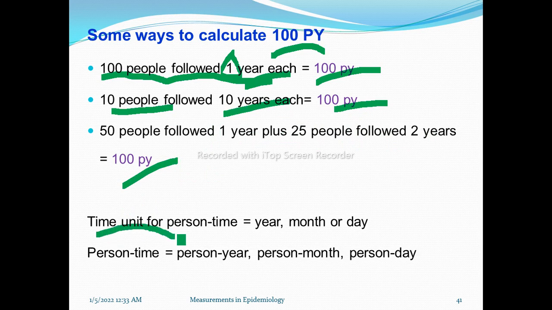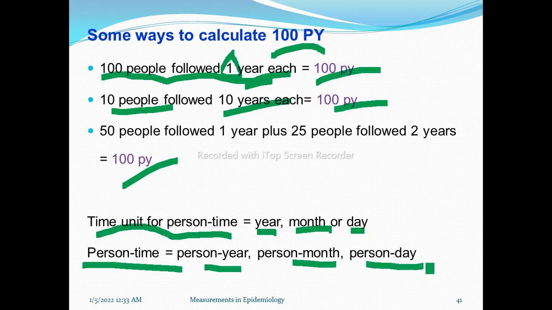The time unit for person-time may be year, month or day. Some diseases, for instance cancer, may be measured per year. Some diseases like neonatal sepsis will be measured by day. And some diseases may take months. So the time period should be specified, and it may be year, month or day. So person-time means person-year, person-month, person-day. You can say it just like this.